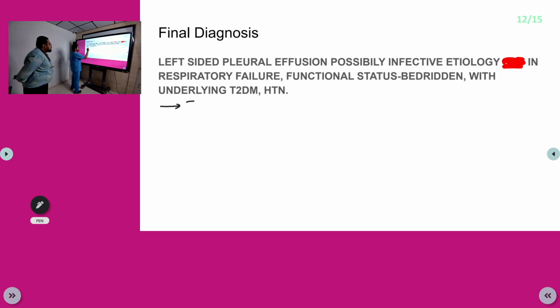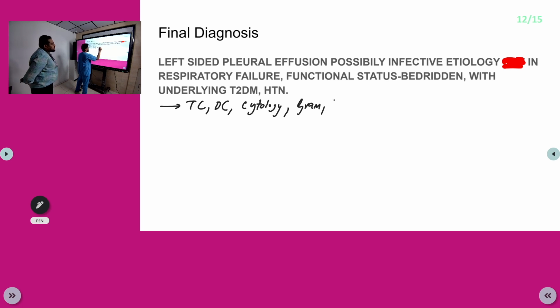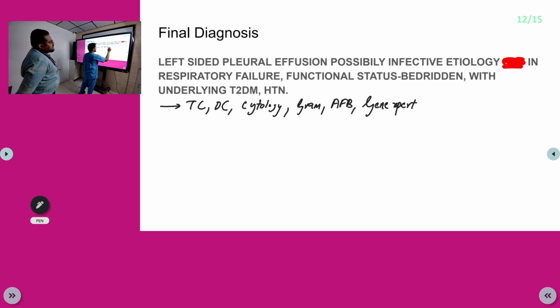Yes. Pleural fluid analysis, total count, differential count. Then you can also send pleural fluid for cytology. We have to rule out any malignancy. Then Gram staining, AFB. You can also send something called a GeneXpert, GeneXpert for TB. Then what is the other investigation that you wanted? Whether you wanted to send the cultures.